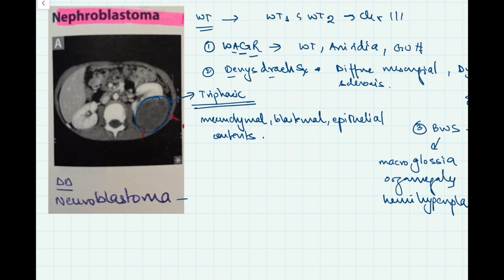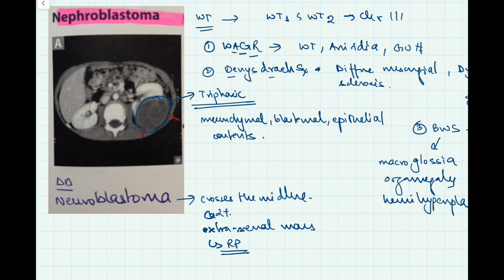Then the differential for Wilms tumor is a neuroblastoma, which is the most common abdominal mass in children. And to differentiate between the two, you remember that the nephroblastoma is a unilateral mass, right? While neuroblastoma usually crosses the midline. Also, it is associated with calcifications, and it is an extrarenal mass or a retroperitoneal mass, while the nephroblastoma would be a renal mass, and it causes this claw sign appearance in the kidney. Right. Also, it rarely shows calcifications, while neuroblastoma would show calcification.